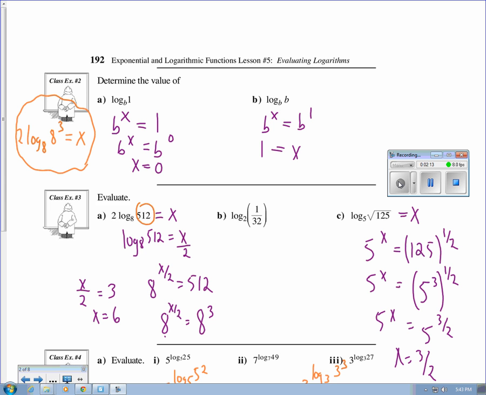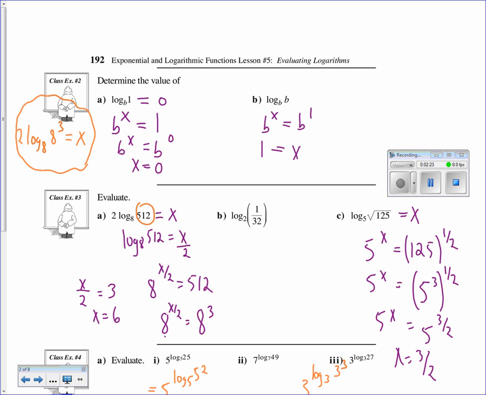What happens if I try to take the log of B with respect to base B? Well, that's kind of fun. I'm trying to look for an x value that will give me that answer. So b to the 1 is equal to b to the x, which means that x is equal to 1.